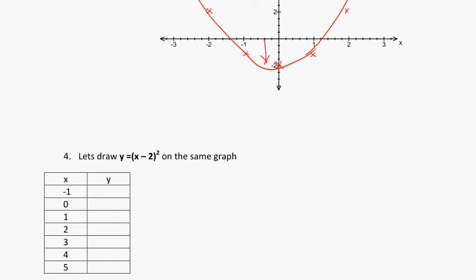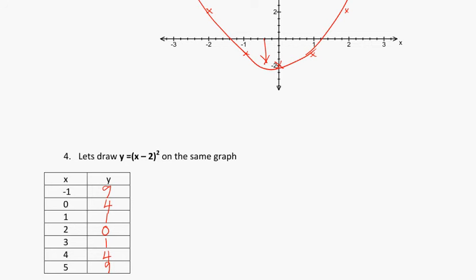Right, when x is negative 1, y is, what's negative 1 minus 2? Negative 3. Square it, you get 9. When x is 0, negative 2 squared is 4. When x is 1, negative 1 squared is 1. When x is 2, 0 squared is 0. When x is 3, 1. When x is 4, 4.